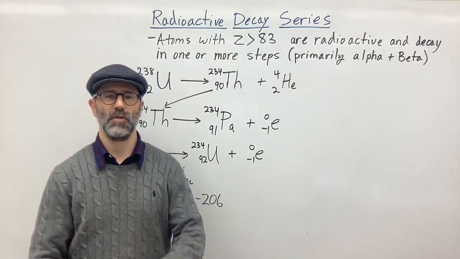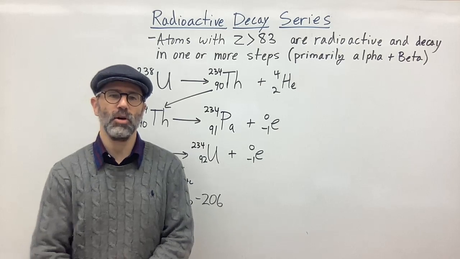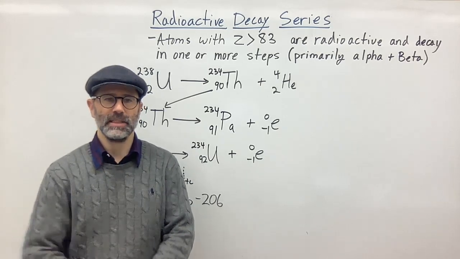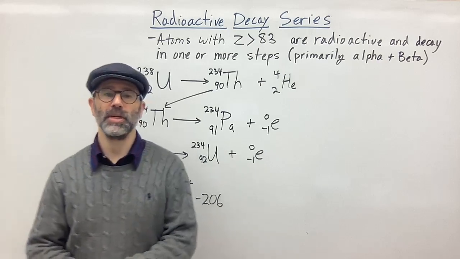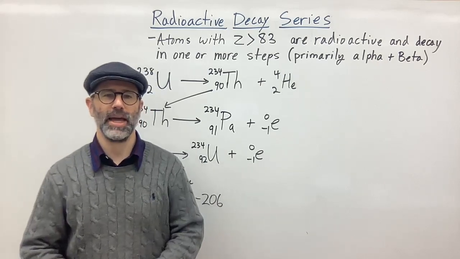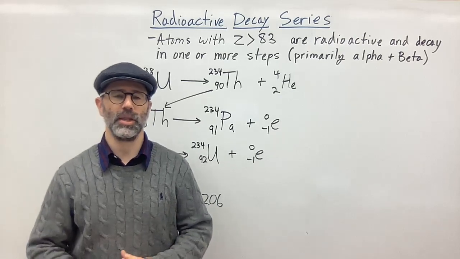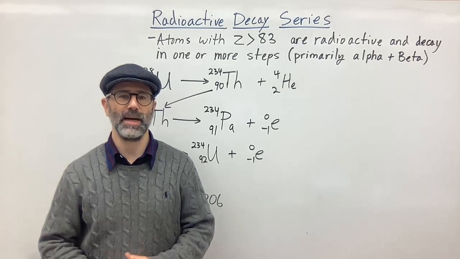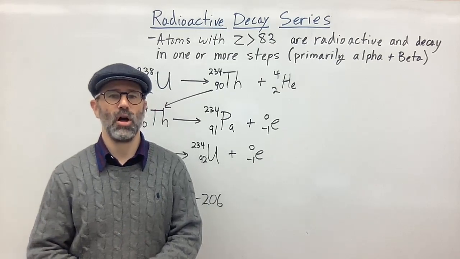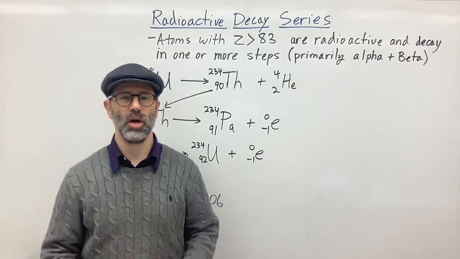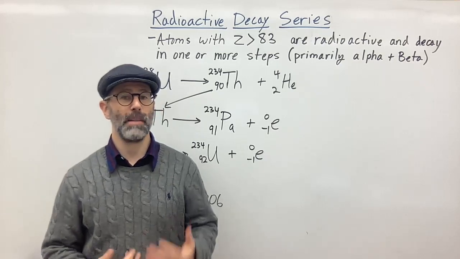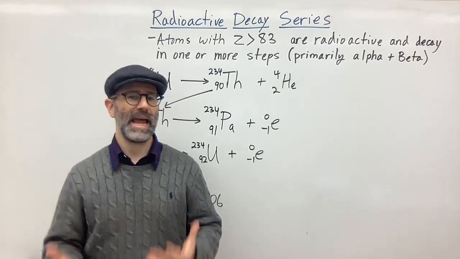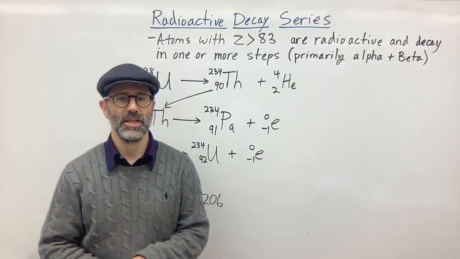My name is Mr. Cobalt, and in this short video I'm going to be going over activity decay series. Okay, so let's get into this. As I said in a previous video, atoms with an atomic number greater than 83 do not have any stable isotopes. They're all radioactive. And so in this case, they're all going to decay in either one or more steps, and this is primarily going to be through alpha and beta decay with some gamma radiation emitted as well.